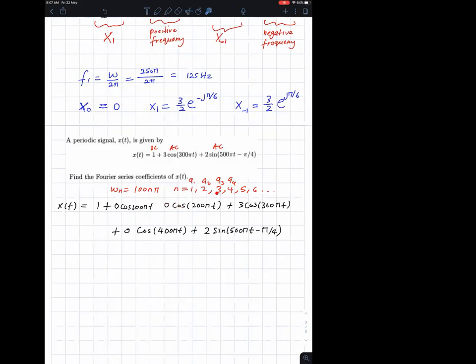When n equals 3, it's going to be 300 pi. We have that here, no problem. We have an amplitude, and definitely that means we're going to have Fourier coefficients. When n equals 4, then you're going to get 400 pi for frequency, but there's no components there. So there's no Fourier coefficients. When n equals 5, then we have 500 pi t, so we have amplitude, and therefore we're going to have Fourier coefficients.